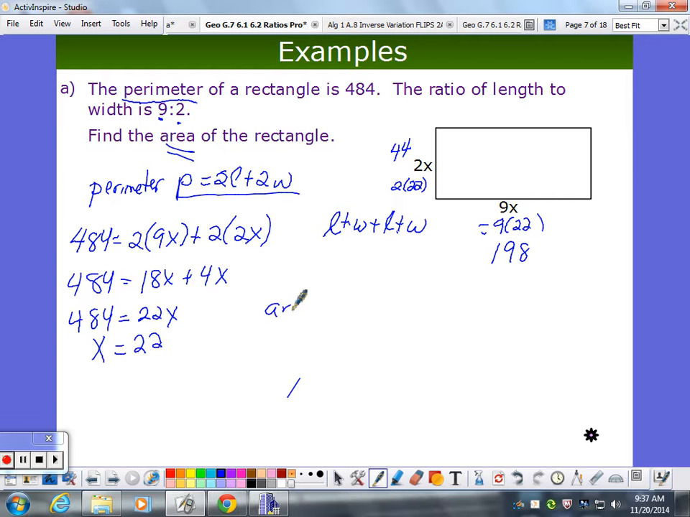Now I want to find area. The area is length times width, right? So I know I've got numbers now. I've got 198 times 44. And I hope we all get the same number. If you got a calculator, figure it out with me, because this is what I got.